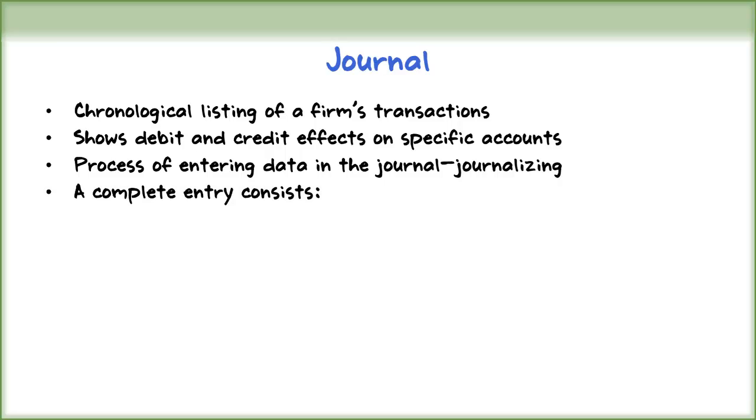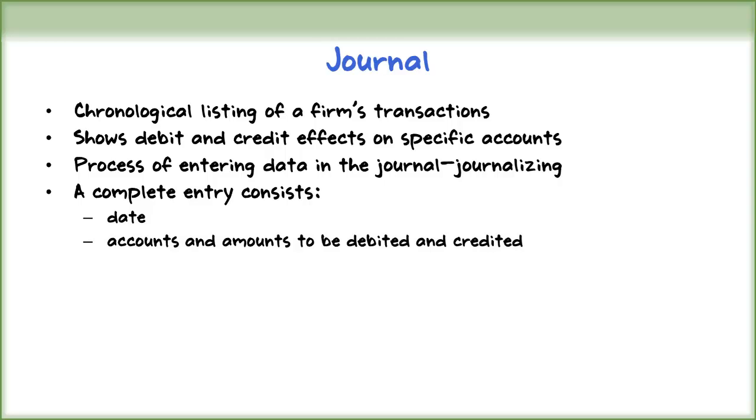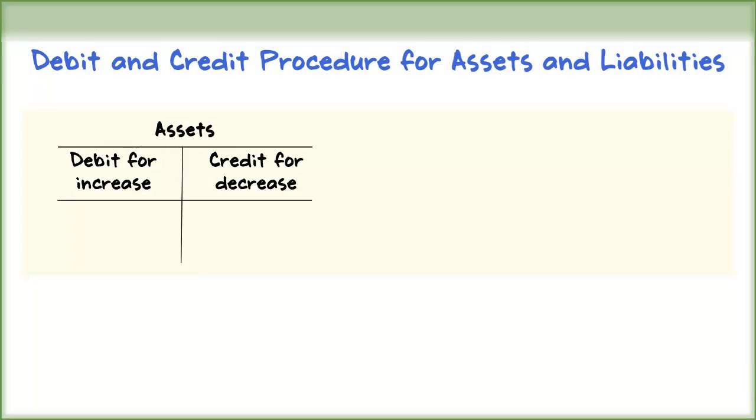A complete journal entry consists of the date of entry, the accounts which are to be debited and credited, and a brief explanation of the transaction. While making an entry, we should keep in mind the debit and credit procedure. Let's first look at the debit and credit procedure of assets and liabilities.